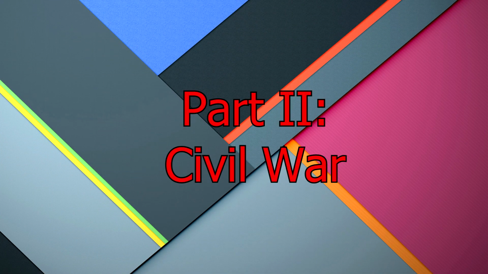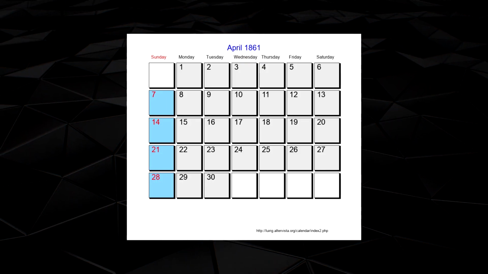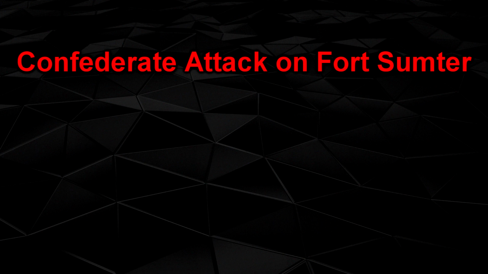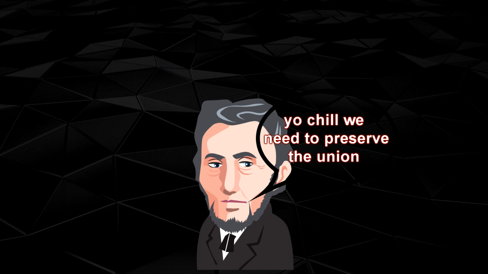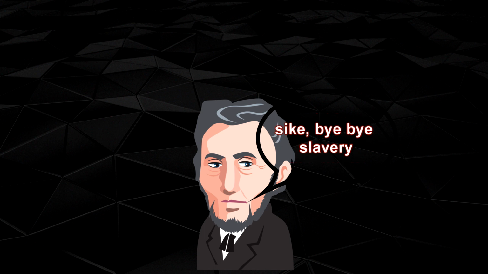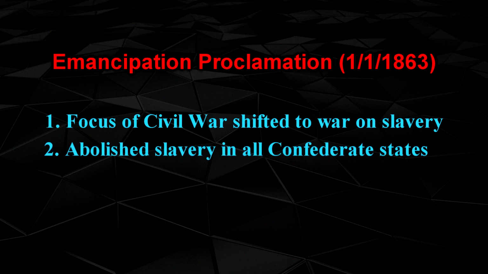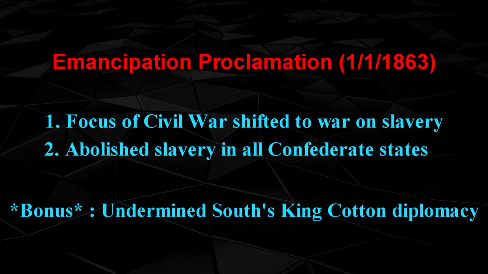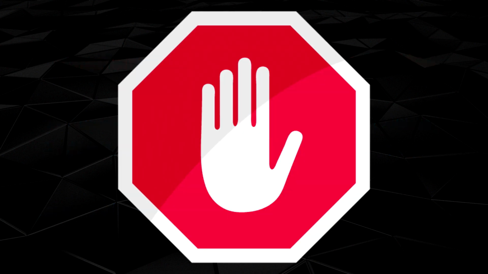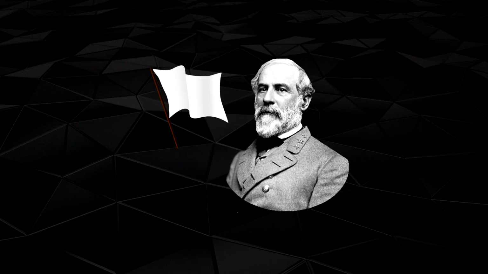Part 2. Civil War. In April of 1861, the Confederacy attacked Fort Sumter, officially starting the Civil War. Initially, Lincoln claimed the goal of the war would be to preserve the Union. However, after issuing the Emancipation Proclamation, the focus of the war shifted to a war on slavery, as he verbally issued the abolition of slavery in all Confederate states. The war ended in 1865 with the surrender of Robert E. Lee, the leader of the Confederacy.